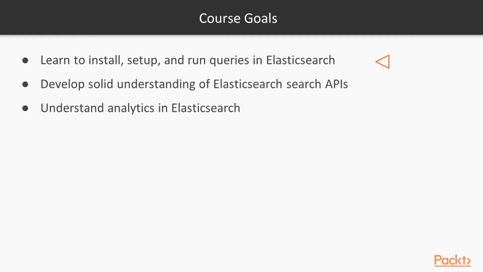Ultimately, the goal of this course is to get you comfortable with ElasticSearch, both as a technology and in usage. First, our aim is to learn how to set up and run ElasticSearch. Next, our goal is to develop a solid understanding of ElasticSearch fundamentals, which starts with learning the search APIs, which are very important. In fact, they're the key to using ElasticSearch. And our final goal is to understand analytics in ElasticSearch, for instance, how aggregations and machine learning are leveraged.